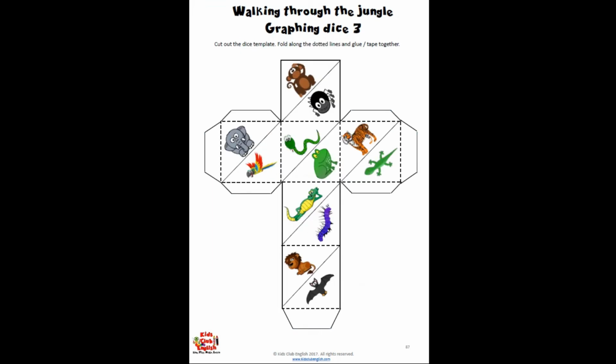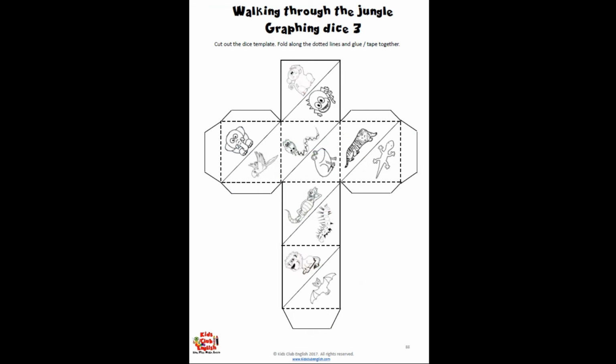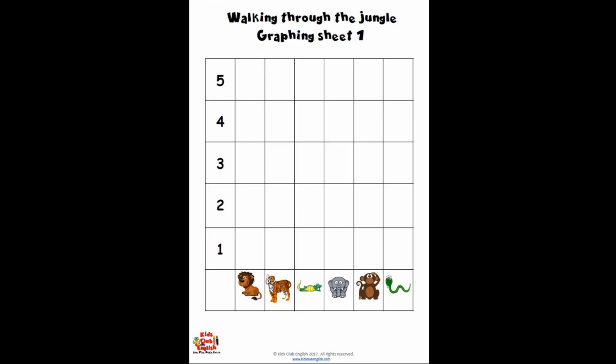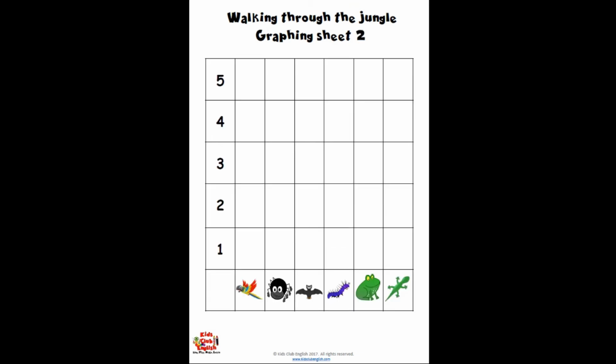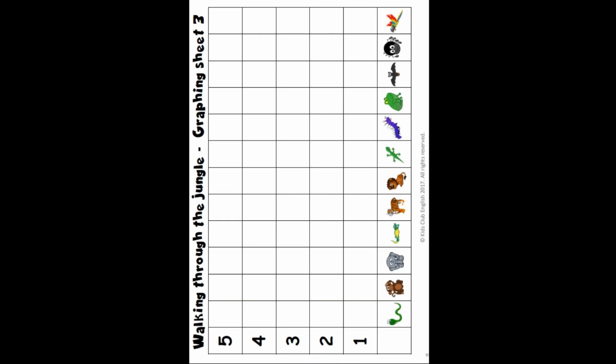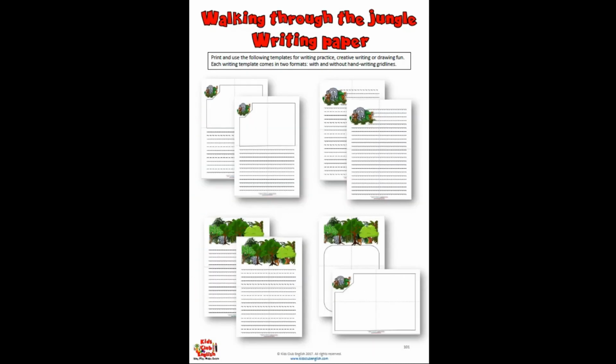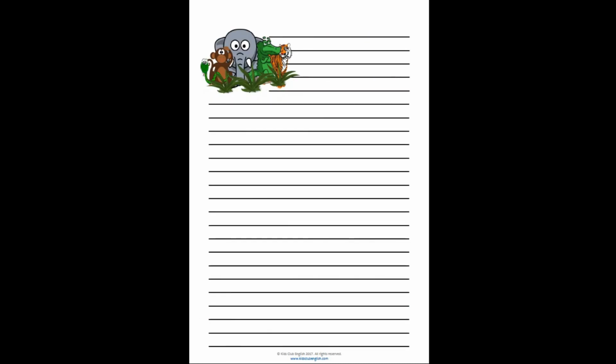Okay, so lots of games you can play with the dice once you make them. And then there's the graphing sheet, so these obviously to play with a graphing sheet game. These are all explained in the activity suggestions. Some are longer with squares going up to 10 and some shorter going up to 5, and with the different sets of animals included.